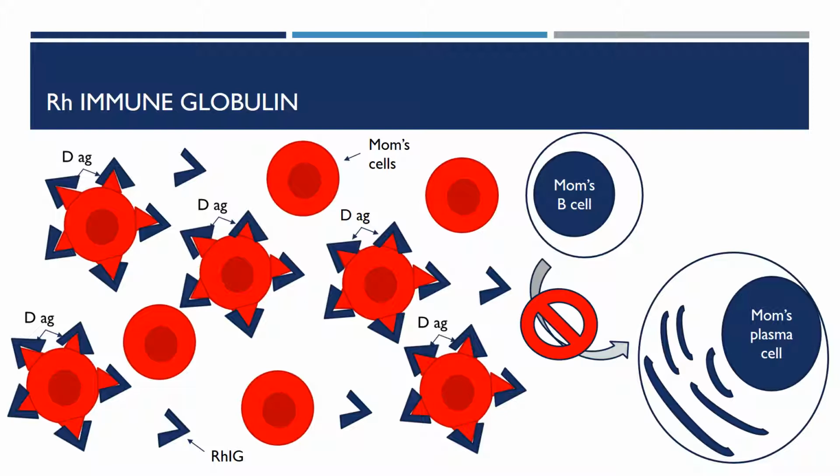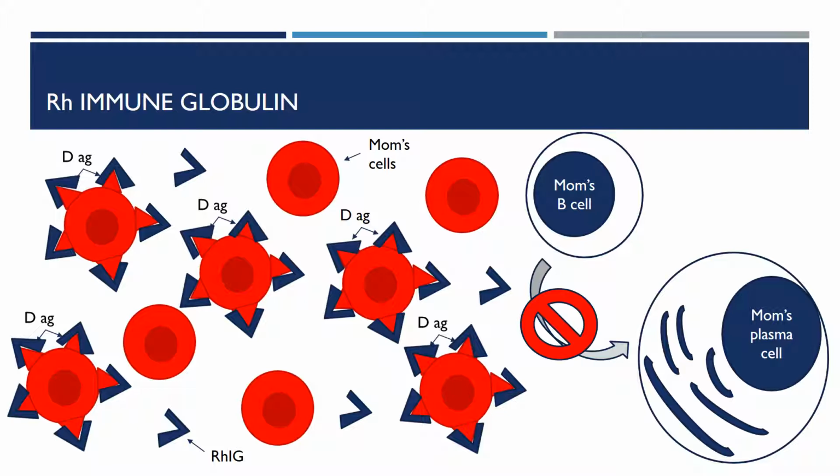Okay. Important to note here, though, if your mom has been previously sensitized, if you already know she creates her own anti-D, it's too late. We can't give her RhIg. It's not going to work. Okay. So for the non-sensitized mom, we need to be able to give her the doses that are prophylactic.